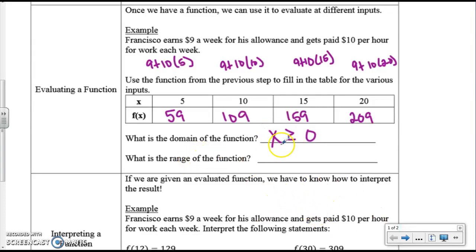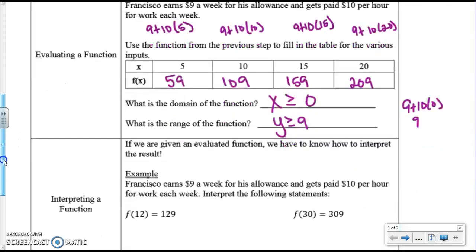Now, if I find my domain, now I'm going to plug that value in to find my range. So I'm going to do 9 plus 10 times 0. So if he works 0 hours, he is still going to make $9. So that means his range is going to start at $9 and go up from there. Okay, kind of tricky, but we're going to do that a little bit more.